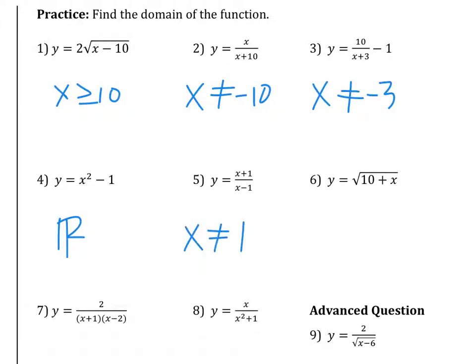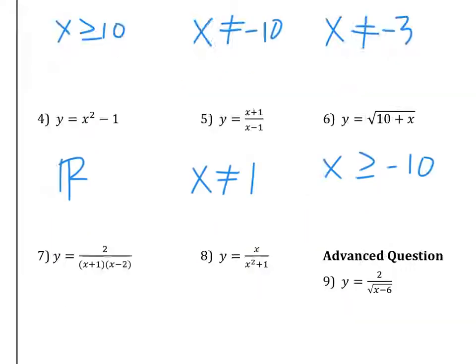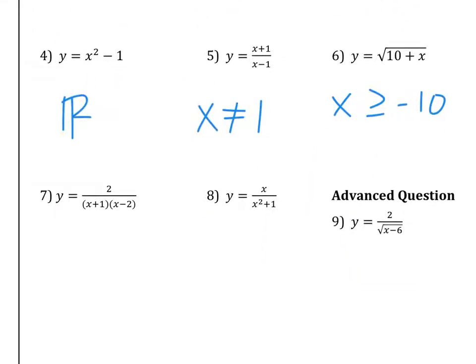Number 6, Andy. At least 10 or? -10. All right, Alana, number 7. X is not -1, and x is not 2. Alice, 8. Don't know. Okay, this is the hard one.